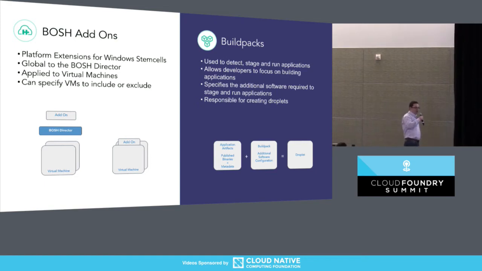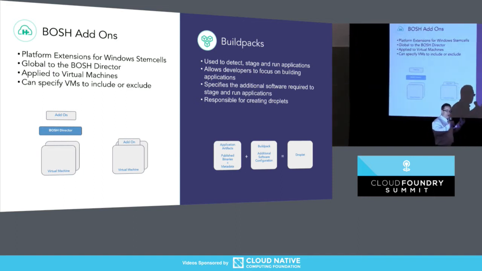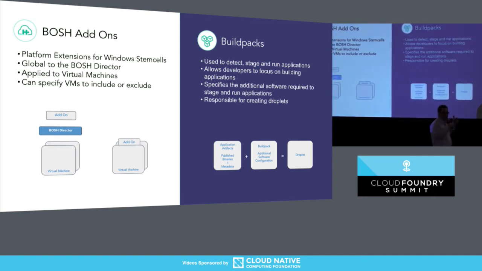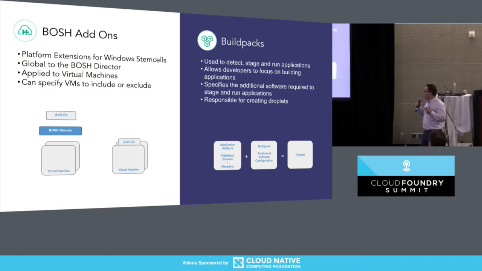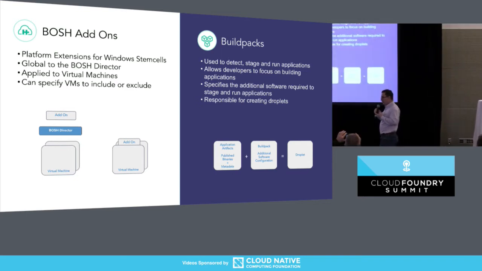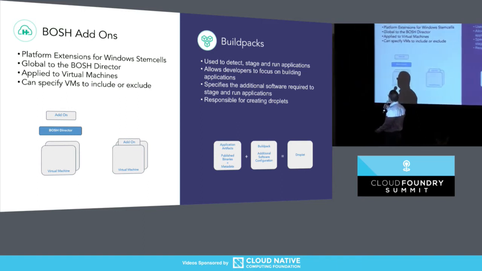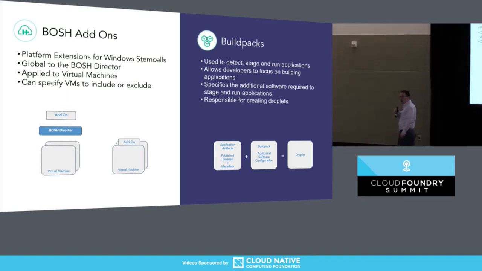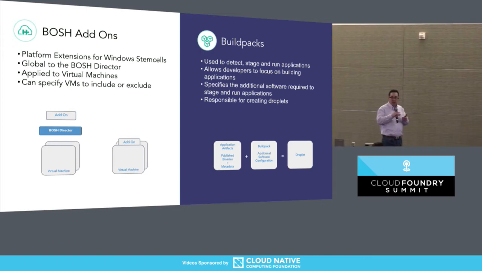So if we don't do it that way, what are our options? There's two ways we can approach this. Number one, we could do a Bosh add-on, right? Or the other approach is using build packs. And so using a Bosh add-on is all about extending the stemcell in a way where it's not going to be a maintenance nightmare. So Bosh add-ons are applied from the Bosh director, and they're applied, most importantly, to all the virtual machines or those sets of virtual machines you want it to apply to.